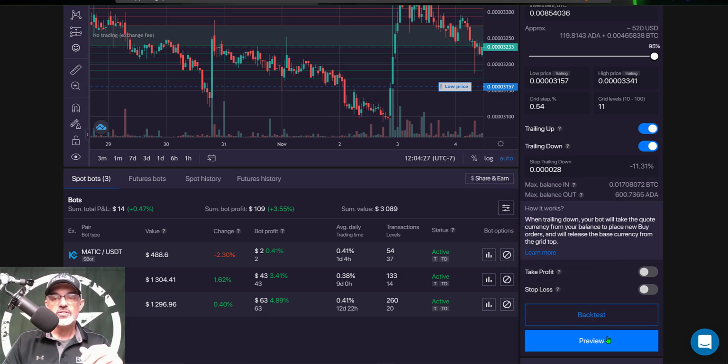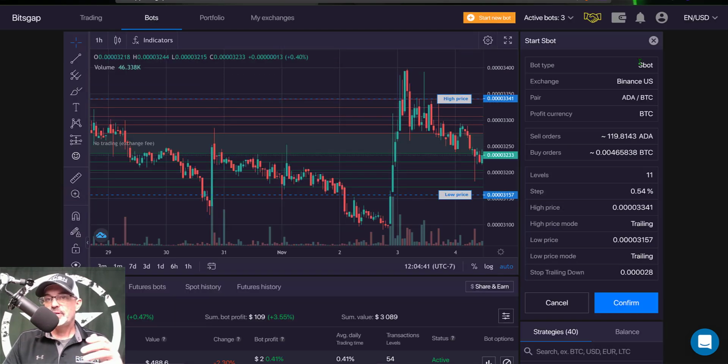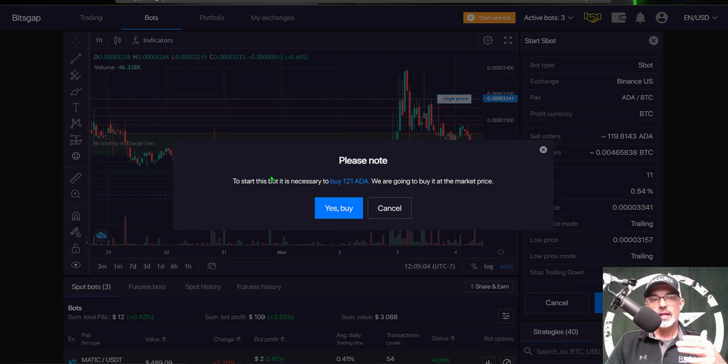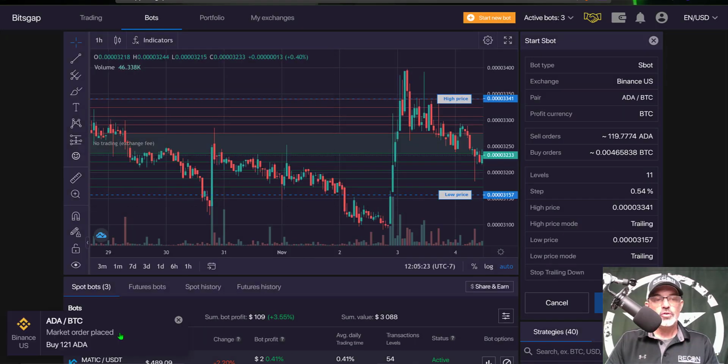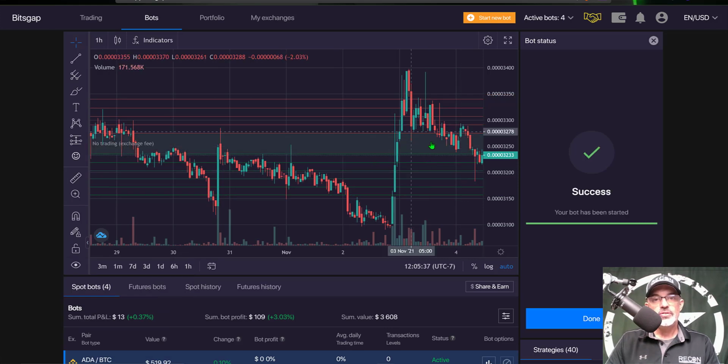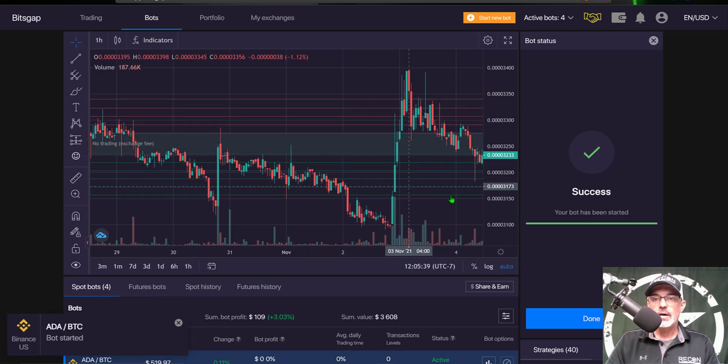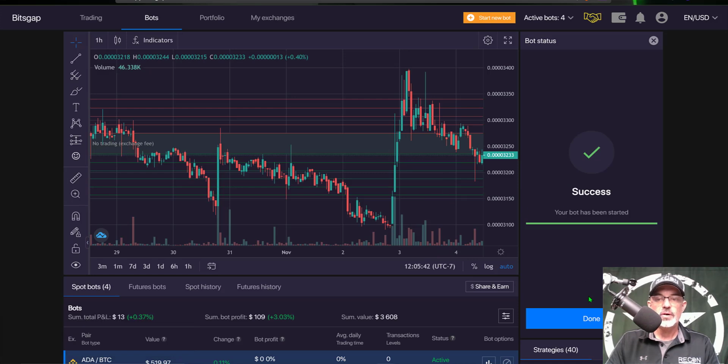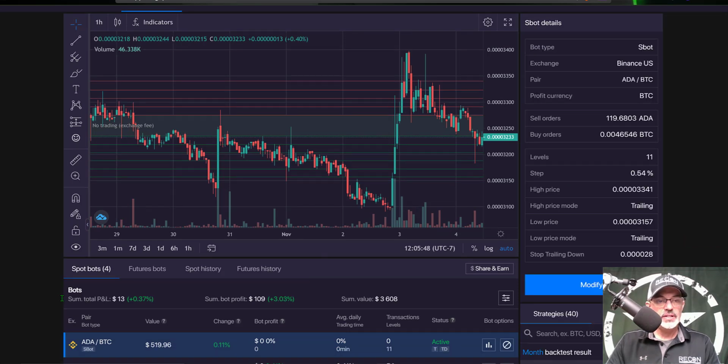And we've already run the backtest. So now we give preview a click, and the preview again is just going to go over all the parameters we just configured. So I'll click confirm. And then, as I mentioned earlier, it lets me know it needs to buy some ADA to go ahead and deploy this bot, and it's going to buy it at market price. So yes, buy ADA. And so a market order has been placed, and then the market order was filled. The bot is starting up, and you see the grids populate the screen, and success, the bot has been started. I can click done, and we can see down here at the bottom of the screen, the bot is live and up and running. So that pretty much wraps it up.